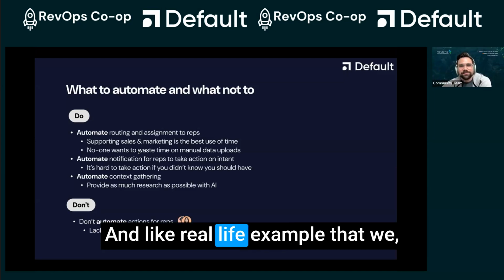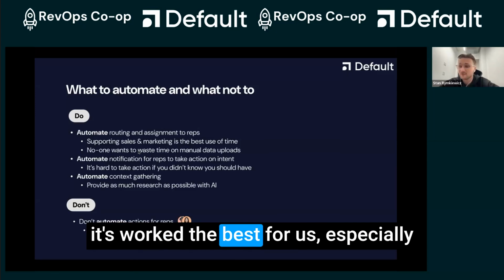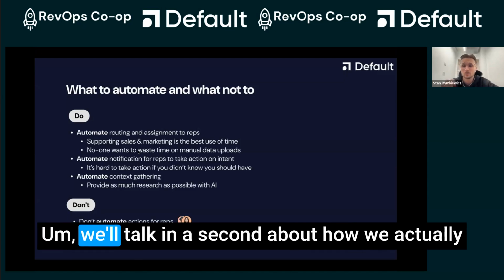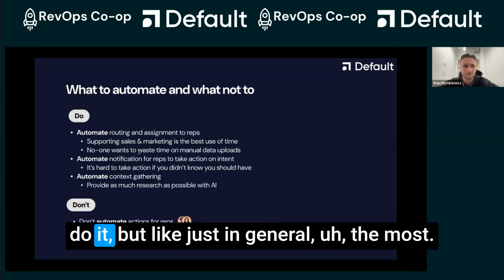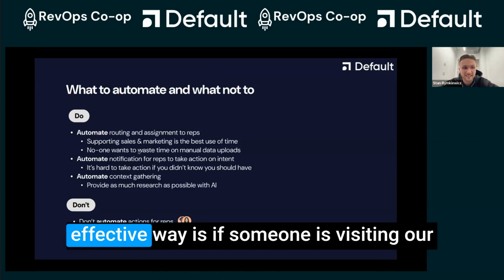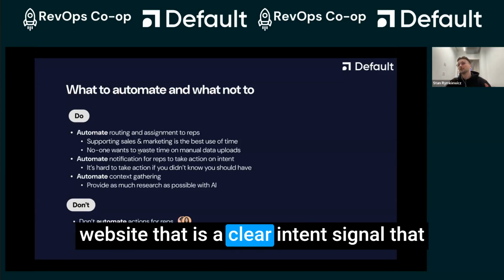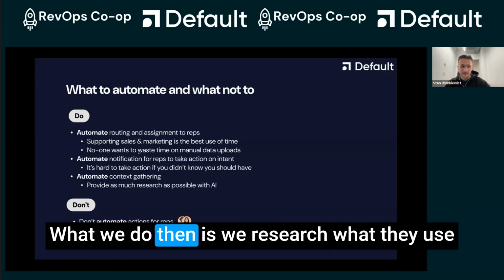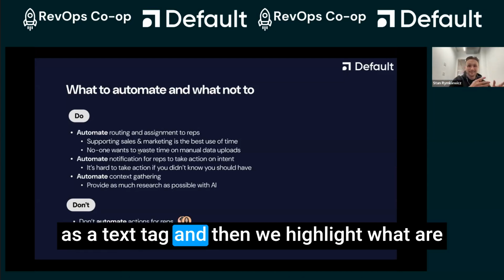Correct. And a real-life example that's worked the best for us, especially when it comes to website visits, and we'll talk in a second about how we actually do it. But in general, the most effective way is if someone is visiting our website, that is a clear intent signal that they're interested in Default somehow. What we do then is we research what tech stack they use, and then we highlight what the differences are.